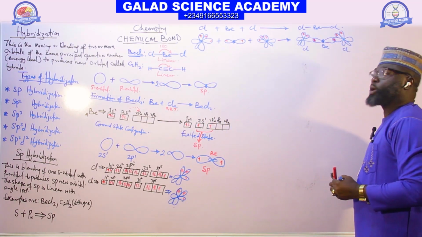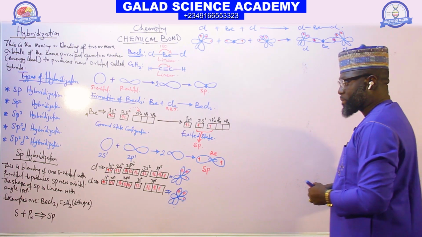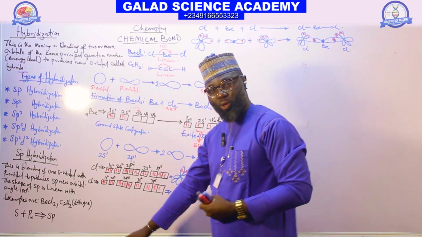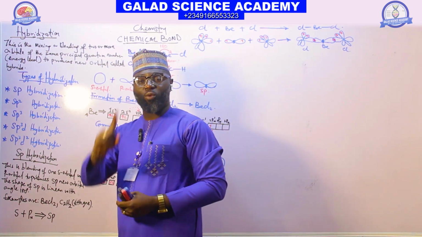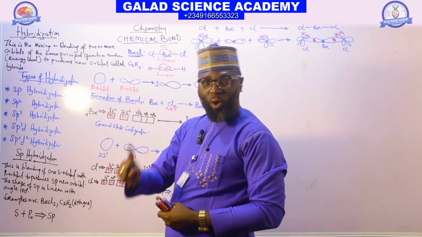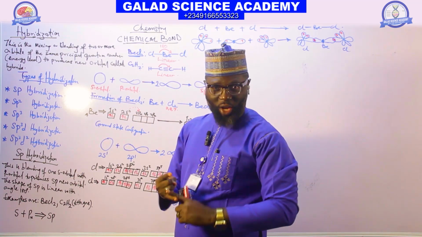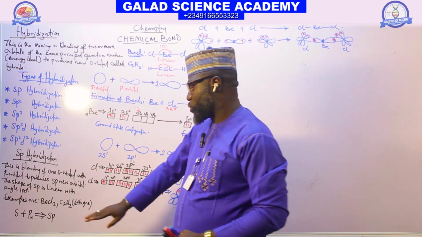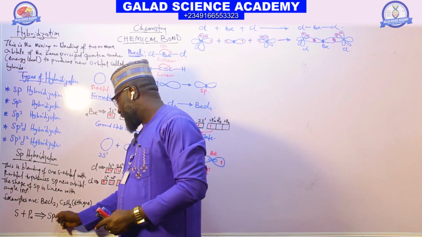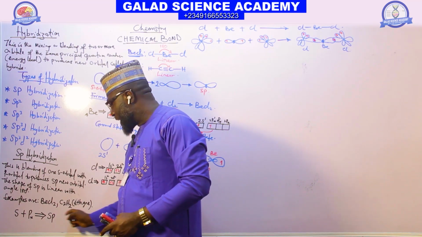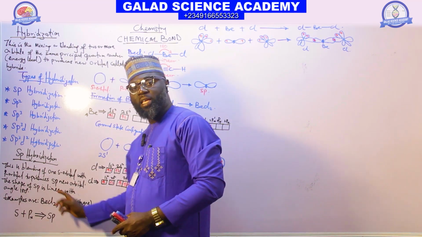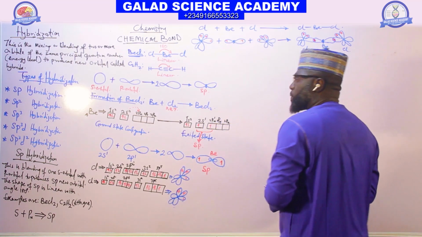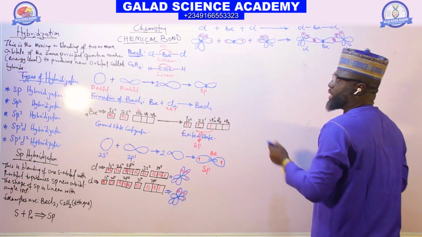But in summary, what you just need here is sp hybridization comprised of one s orbital with one p orbital. The shape is linear. The angle is 180. It can be found in ethyne and BeCl2. That's all.